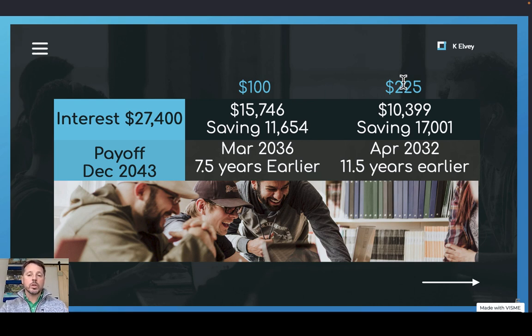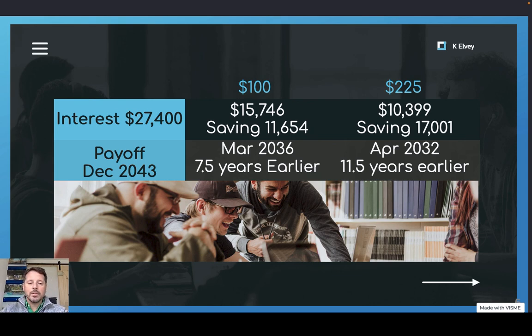If we had $225 to pay down our principal, we would save $17,000 in interest, and we would be done 11.5 years earlier. This is some significant savings, and it allows for a lot more flexibility once the loan is paid off.